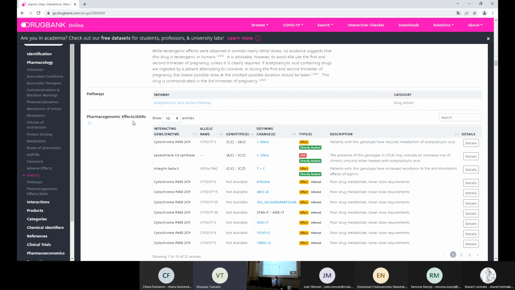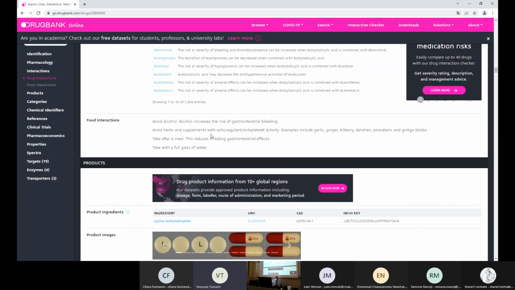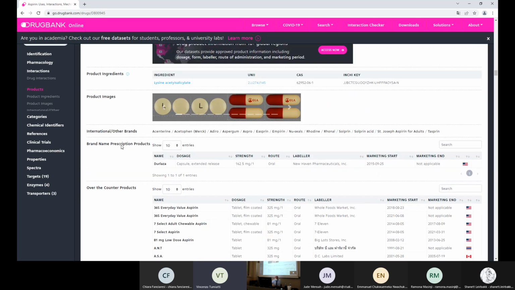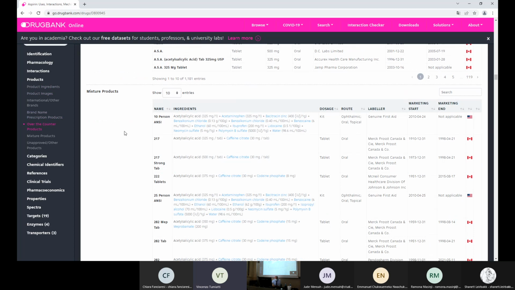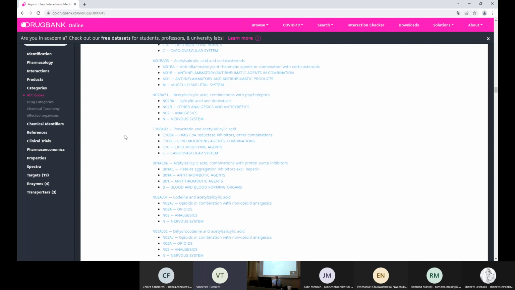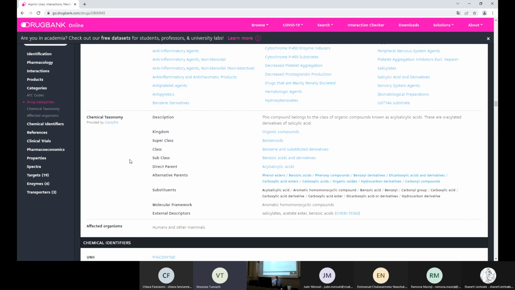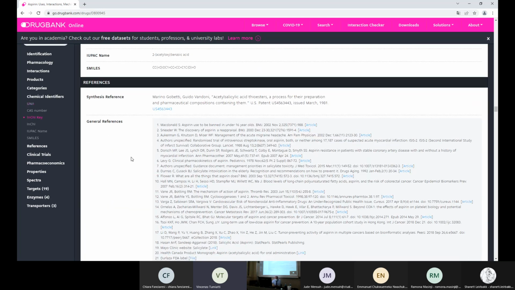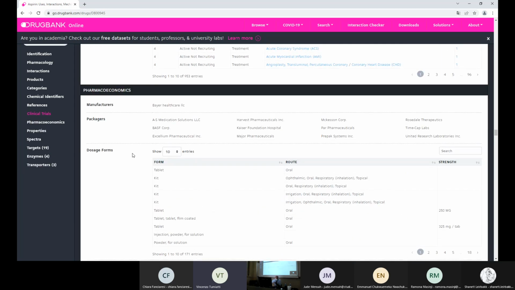And now, pharmacogenomic effects, drug interactions, food interactions, ingredients, images, brand name, over-the-counter products, mixture products, unapproved, a lot, ATC codes, chemical taxonomy, description, and so on, chemical identifiers, synthesis reference, general reference, external, PDB entry, clinical trials. You see a lot of that.